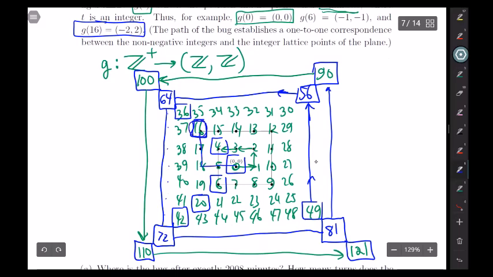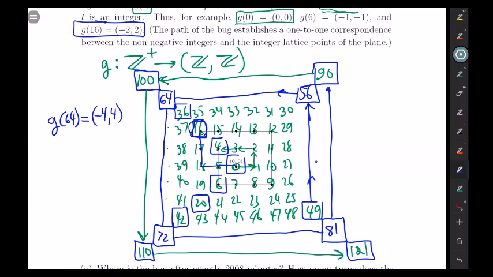So from now on, whenever I say, what is G, let's say 64, what will you tell me? G64. The coordinate, give me the coordinate of G64. Yes, minus 4, 4. Yes, that's right. That sounds right. I think everybody agrees.